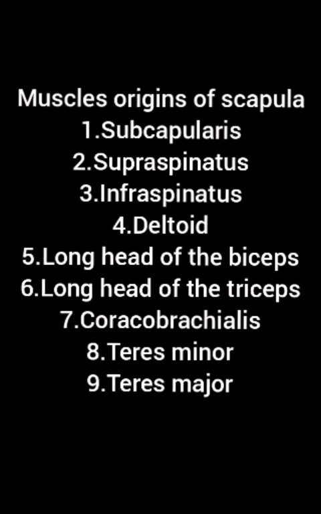Okay, now let's discuss the muscle origins of the scapula. First of all, see the muscles which originate from the scapula. First one is subscapularis, second is supraspinatus, third is infraspinatus, fourth is deltoid, fifth is long head of biceps, sixth is long head of triceps. Seventh is coracobrachialis, eighth is teres minor, ninth is teres major.